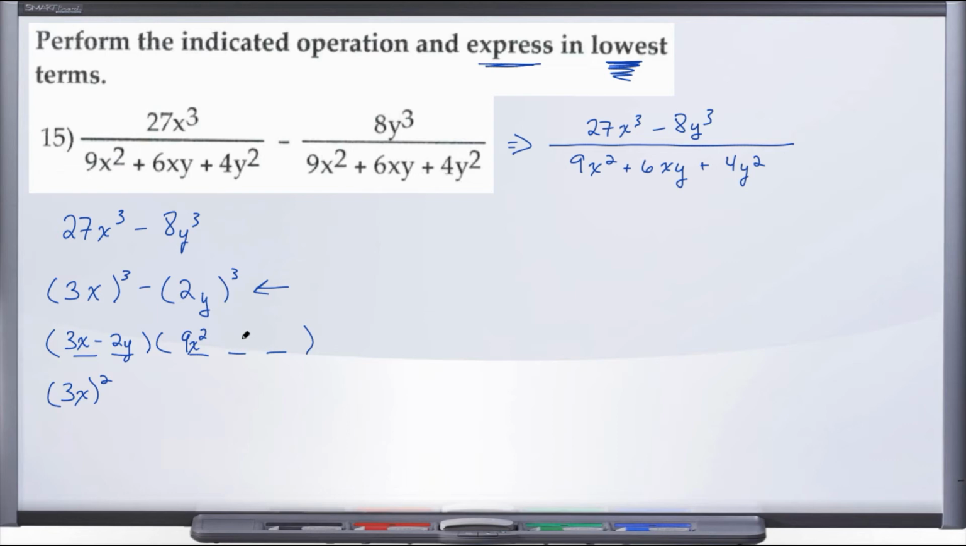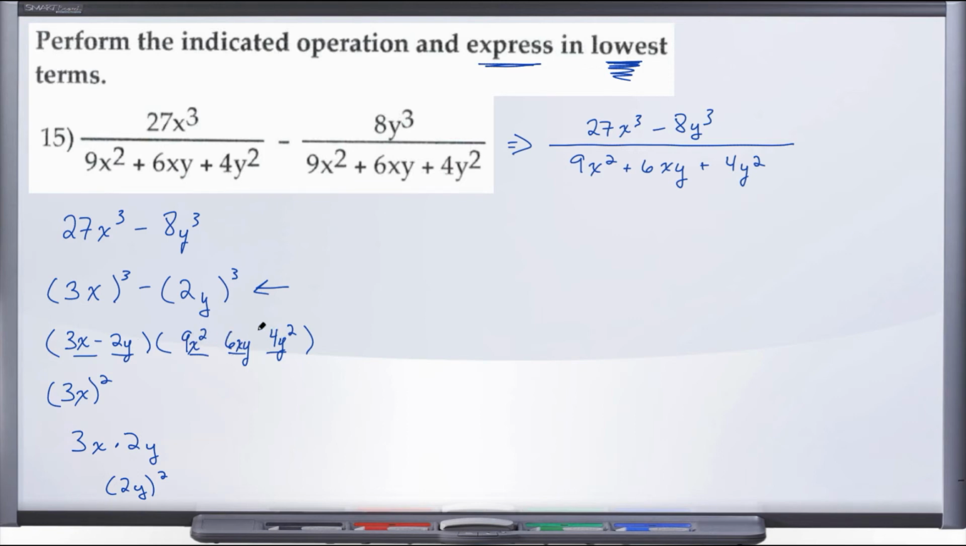To fill in the middle term of our trinomial, we're going to multiply these two things together. So 3x times 2y. Well, 3 times 2 is 6. X times y is just xy. And finally, to get the last term of the trinomial, I square the last term of the binomial. So 2y squared, well, that gives me 4y squared.